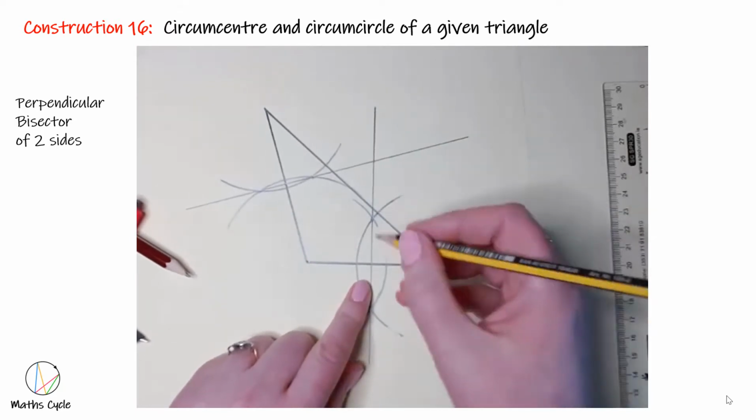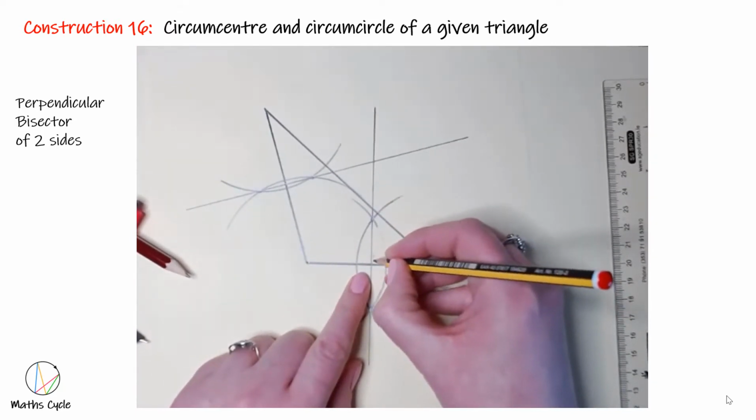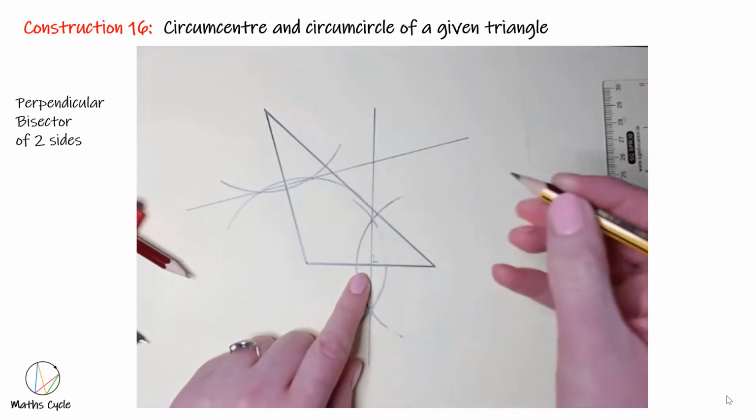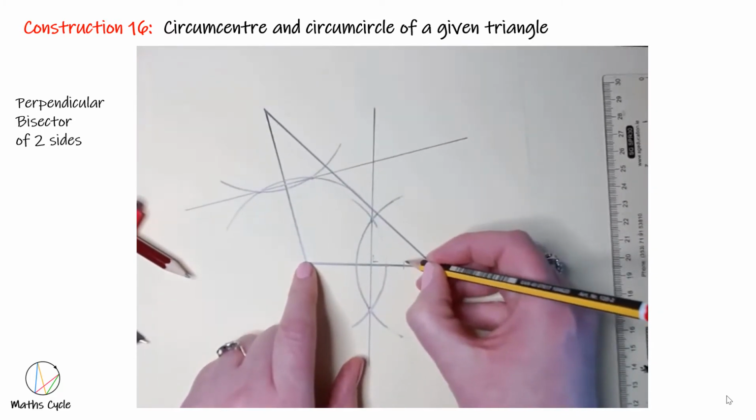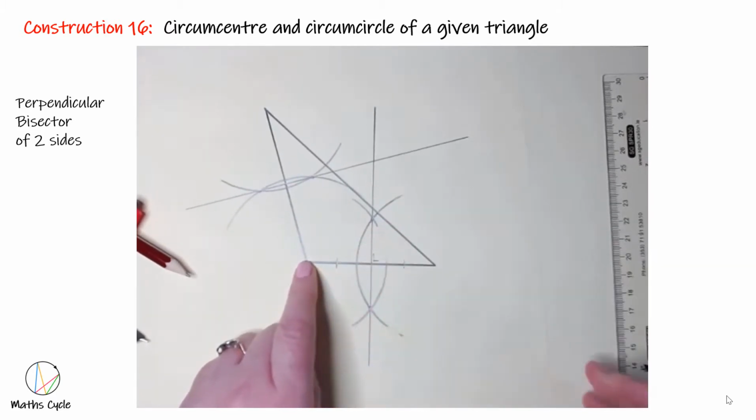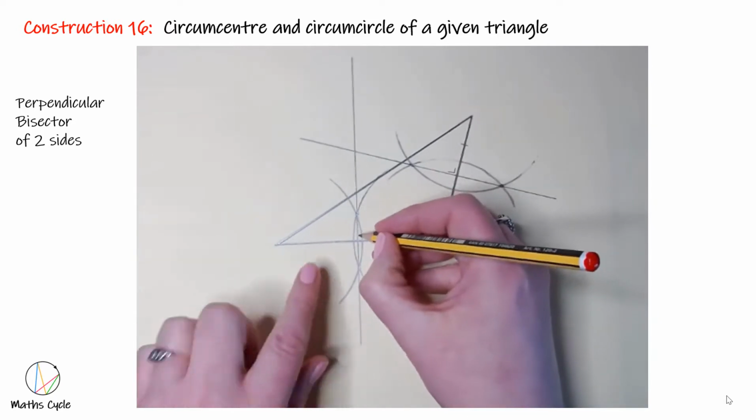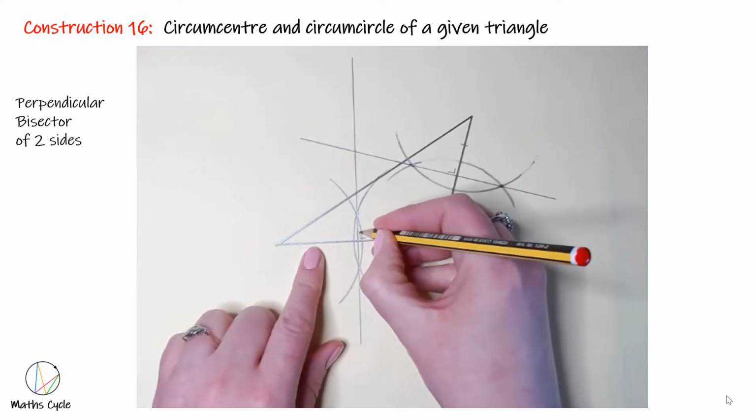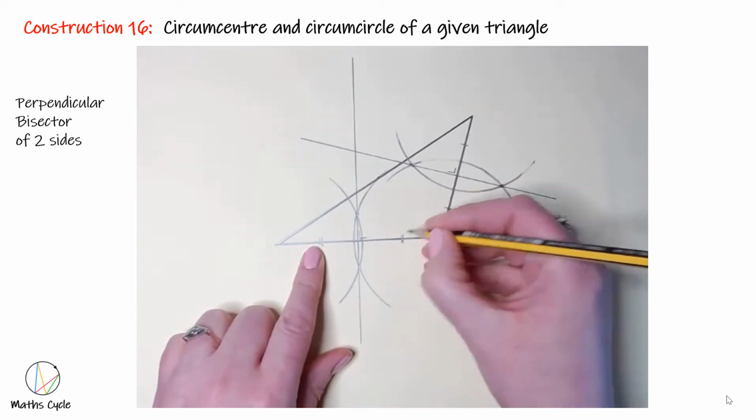Okay, so this is a perpendicular bisector, so let's clarify that means it will be perpendicular, and it's a bisector, so it has cut this side into two equal parts. Let's look at this one. It's a perpendicular, so we know that this is a right angle, and it's a bisector, so it has cut this line into two equal parts.